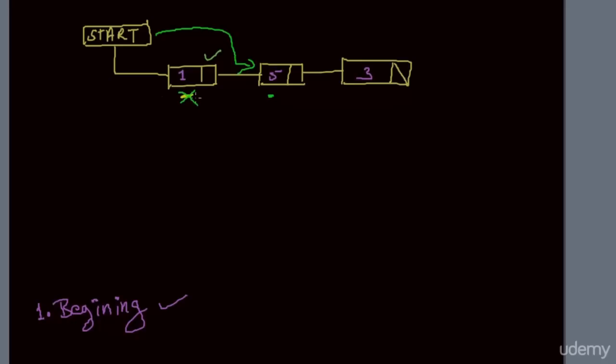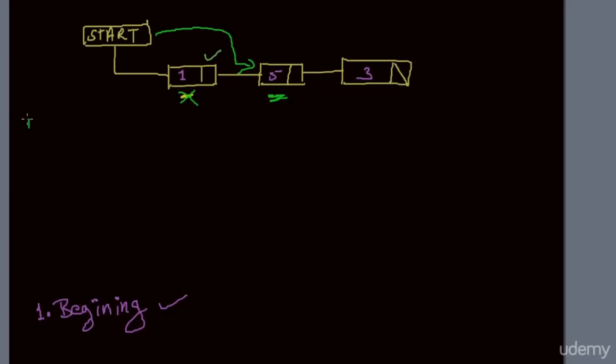Start is pointing to the first node. We don't want that. We want start to point to the second node, and later we want to delete the first node. Very simple. Now in order to do this, what do we need to do? We first need the address of the second node, because we want start to point to the second node. And the second thing is to delete the first node, and to delete it we would require the address of the first node. So how can we achieve this?